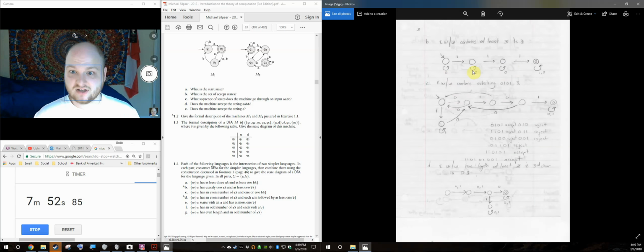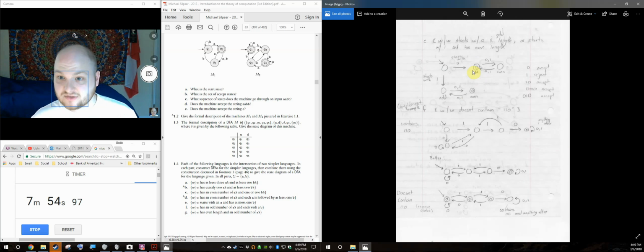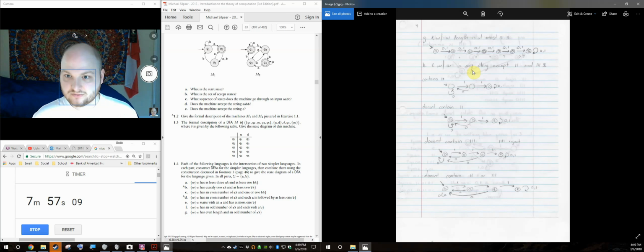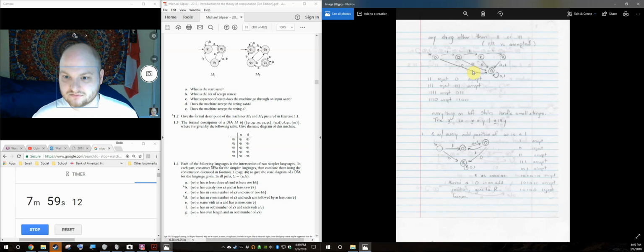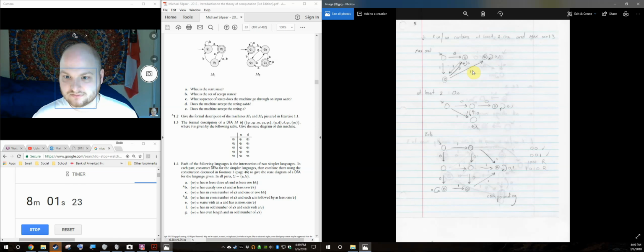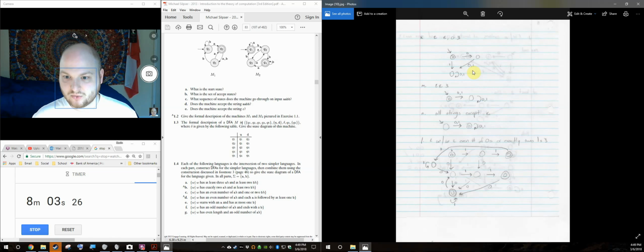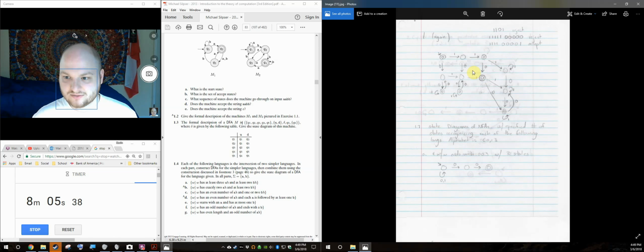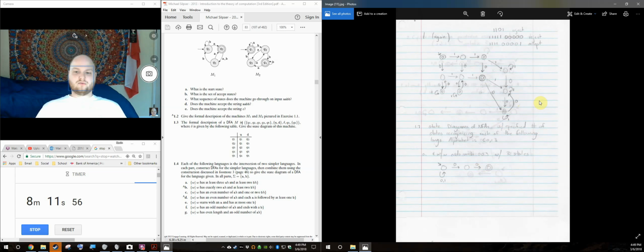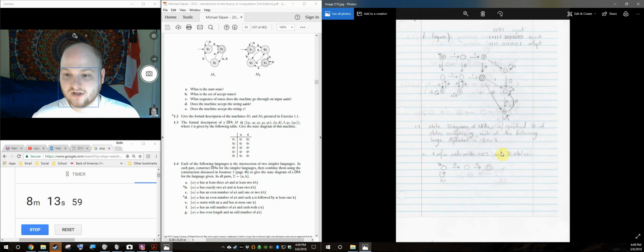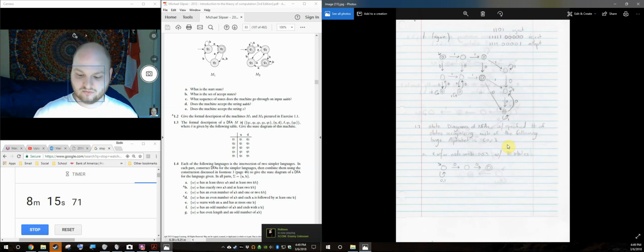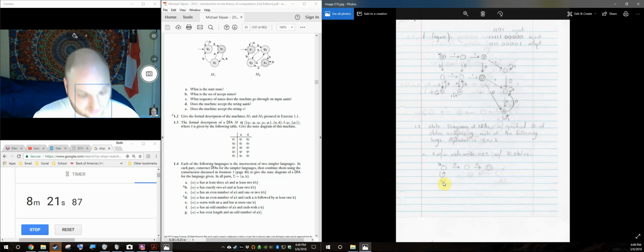Let's find a non-deterministic finite automaton here. Okay, here's one. So 1.7 is very similar to 1.4, where you're just making state diagrams for the NFAs.